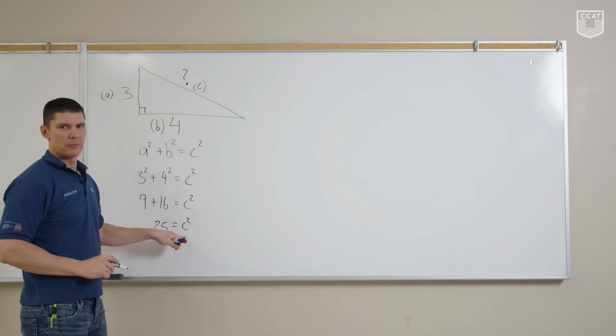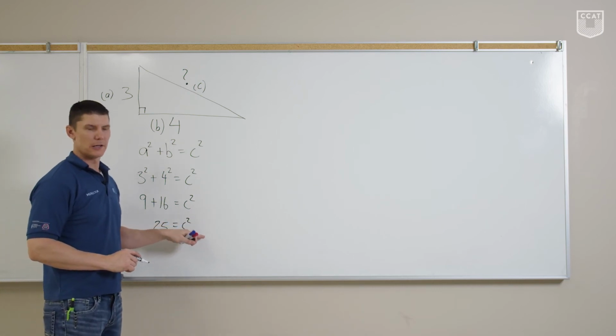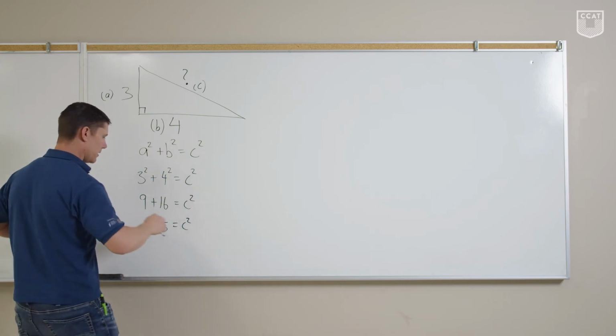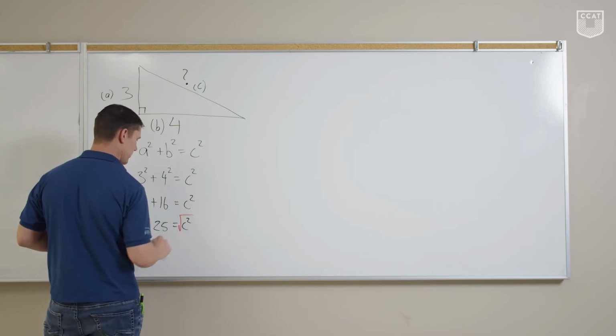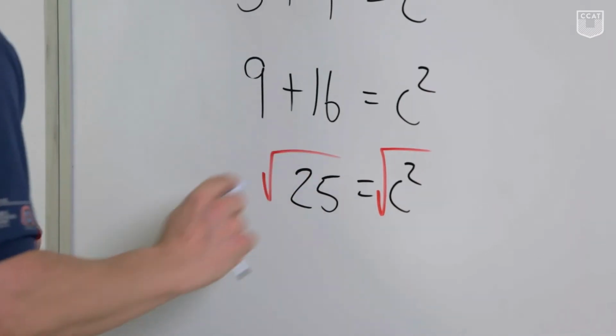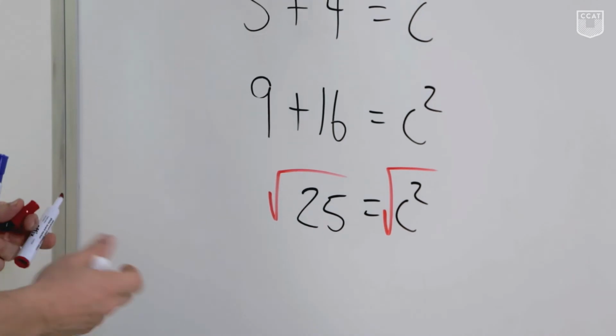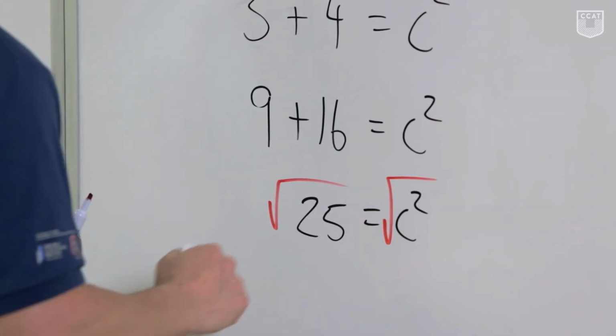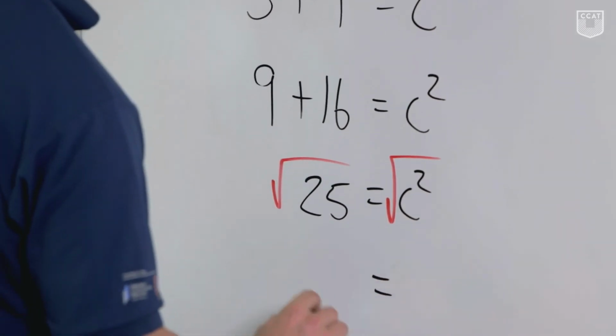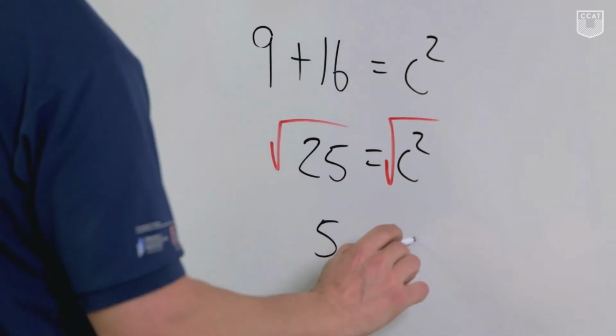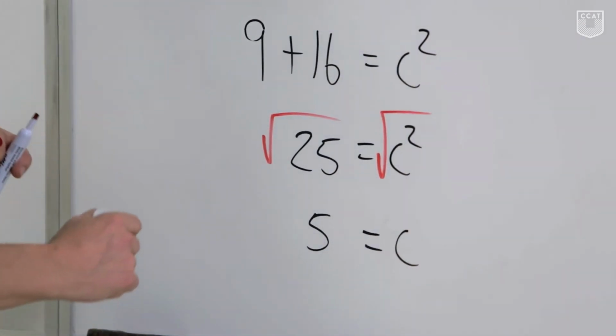And now we've got to get c all by itself. So the opposite of squaring is square rooting. Anything we do to the right side of the equal sign, we have to do to the left side. So in our calculator, we punch in 25 and find the square root of that. The square root of 25 is 5, so c would equal 5.